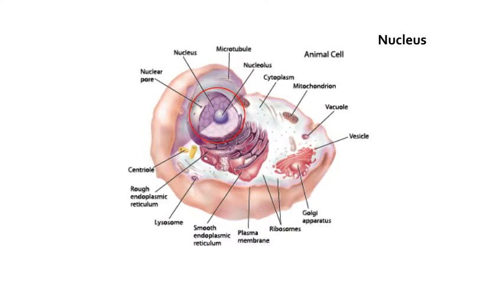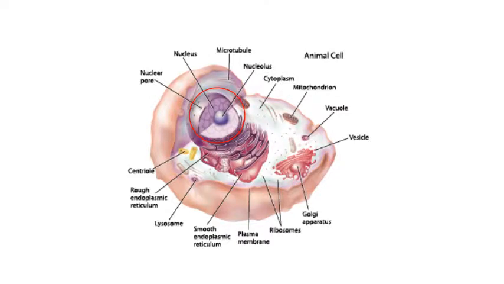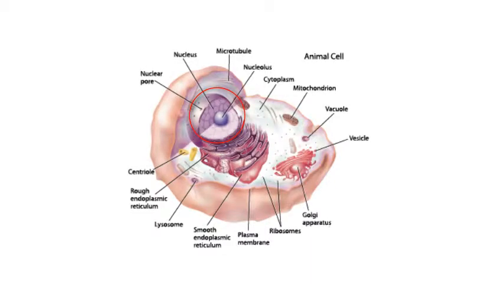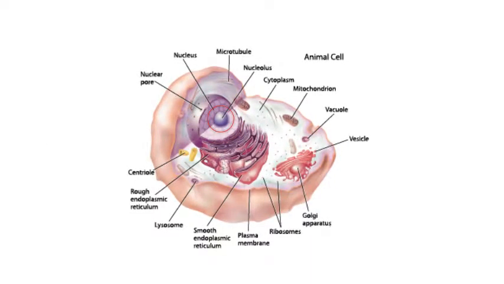The nucleus is located inside the cell and contains the coded directions for the production of proteins and other essential molecules. A double membrane called the nuclear envelope surrounds the nucleus. Materials move into and out of the nucleus through openings in the membrane called nuclear pores. Within the nucleus, a structure called the nucleolus produces ribosomes.